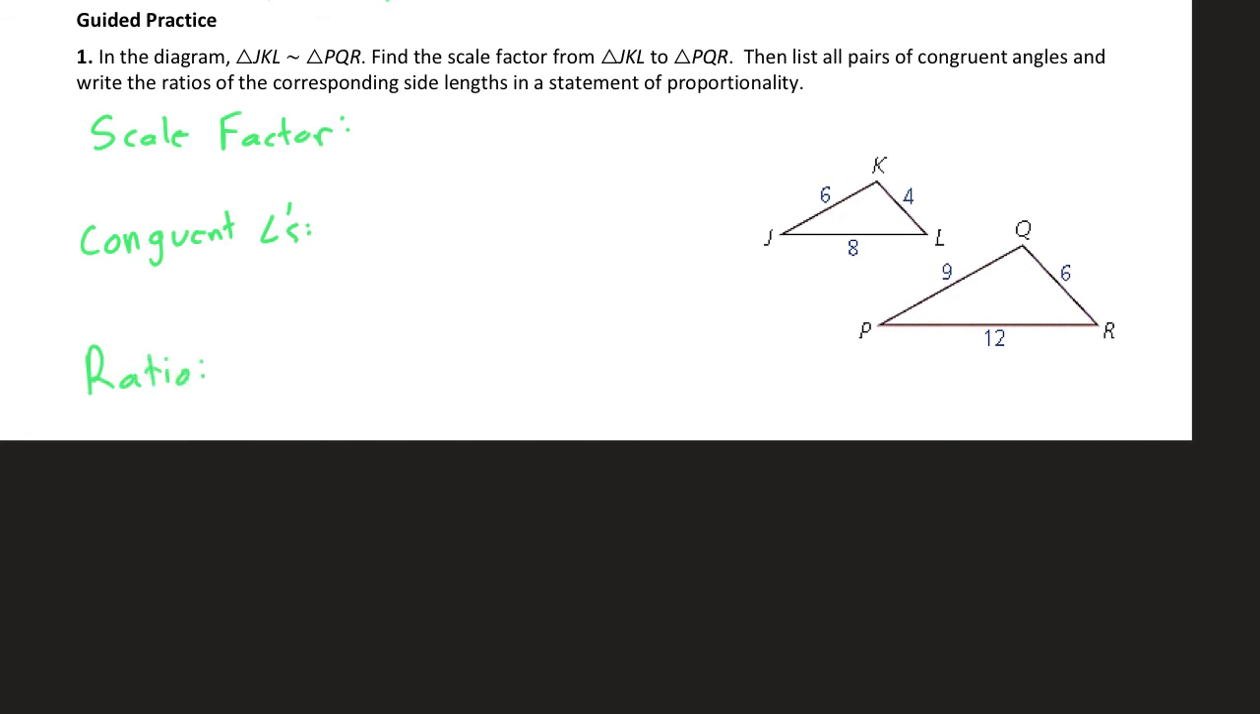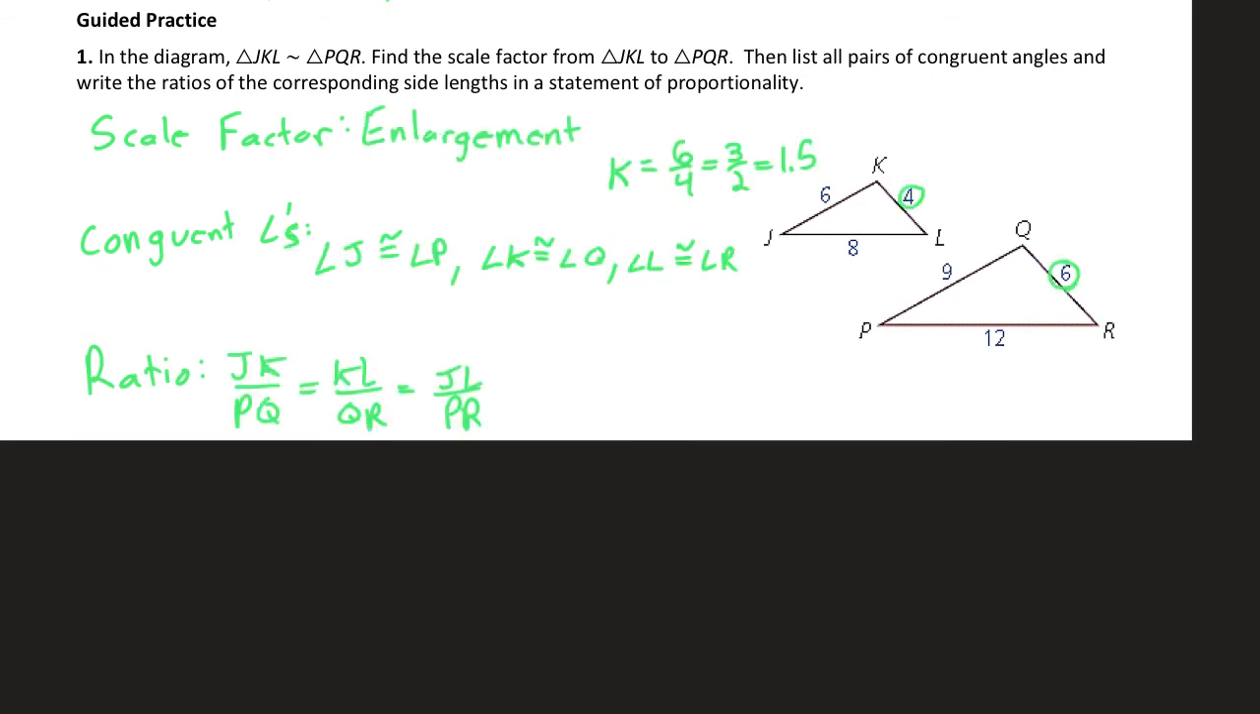And then you're finding the ratios of the sides. So take a minute, find those measures, or answer those questions, and then I will go through the answers with you when you're ready. Okay, so for this example, I wrote enlargement for the scale factor because we are going from triangle JKL to PQR, meaning all of the corresponding side lengths get bigger, okay?